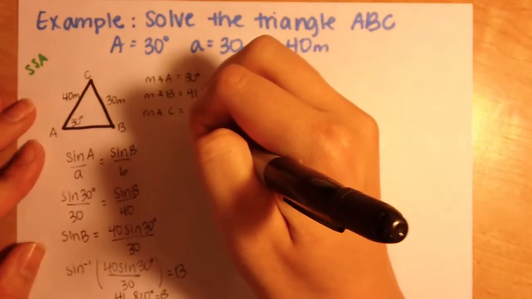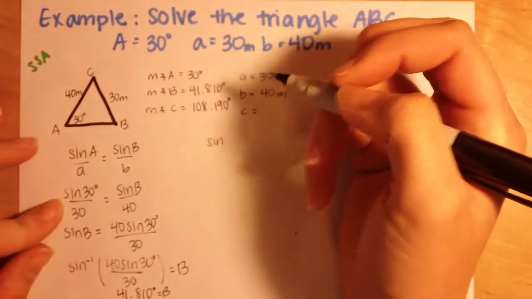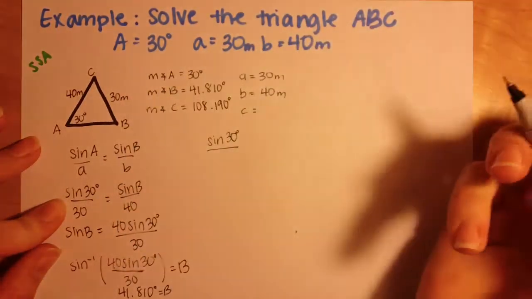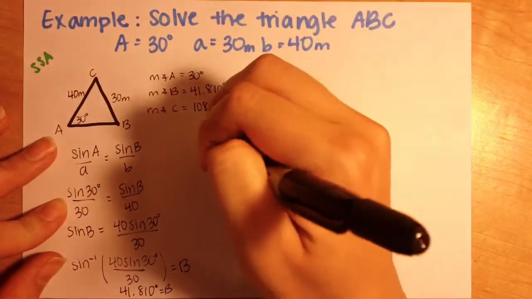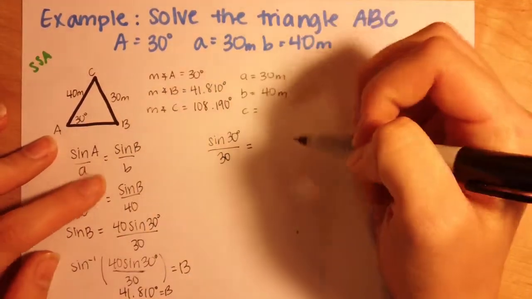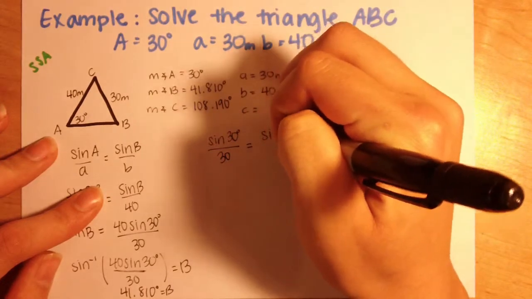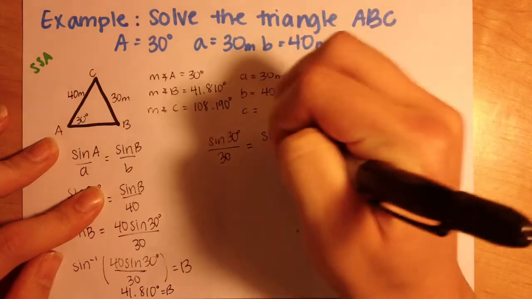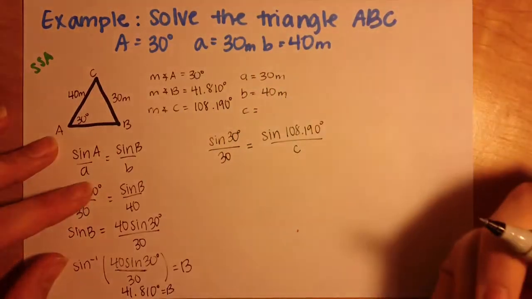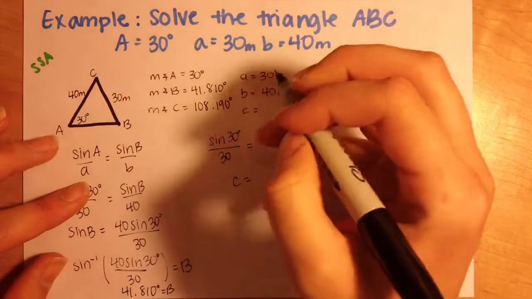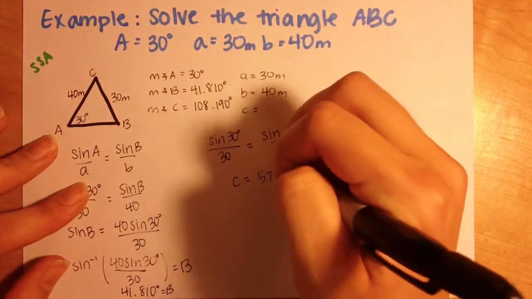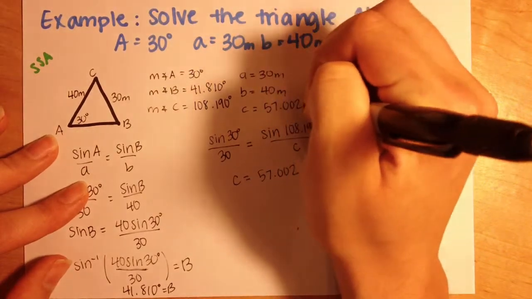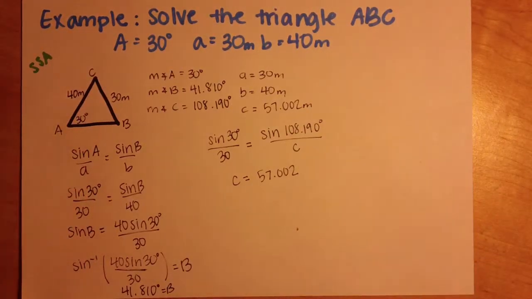So we have the sine of, and I'm going to go back to angle A since we know the exact value of that. Otherwise, we use stored values in our calculator. And this equals the sine of C, which is 108.190 degrees, all over C. And when we solve, we'll get that C equals 57.002 meters.